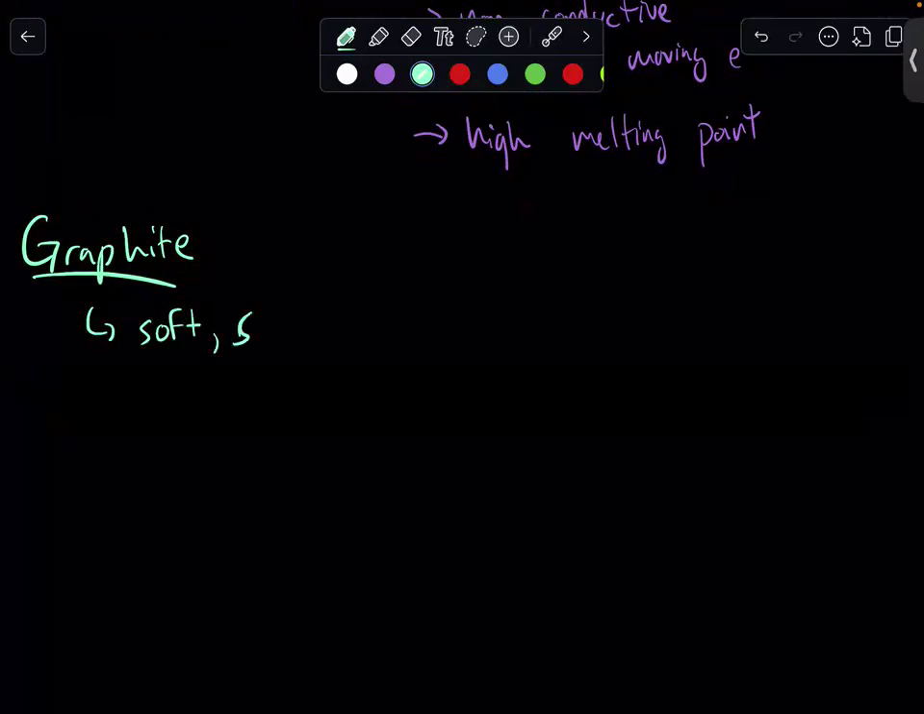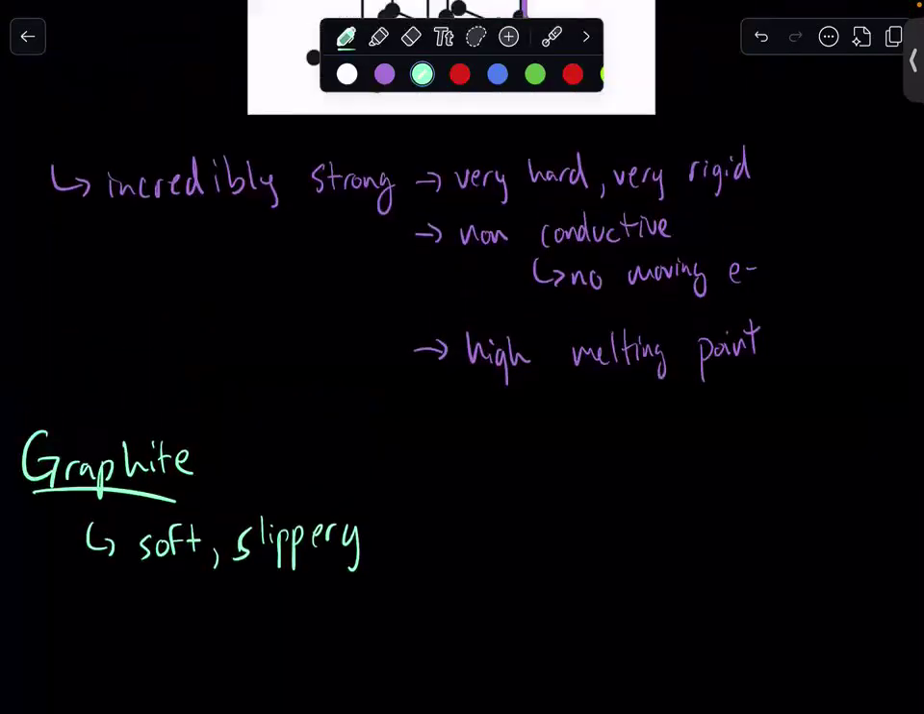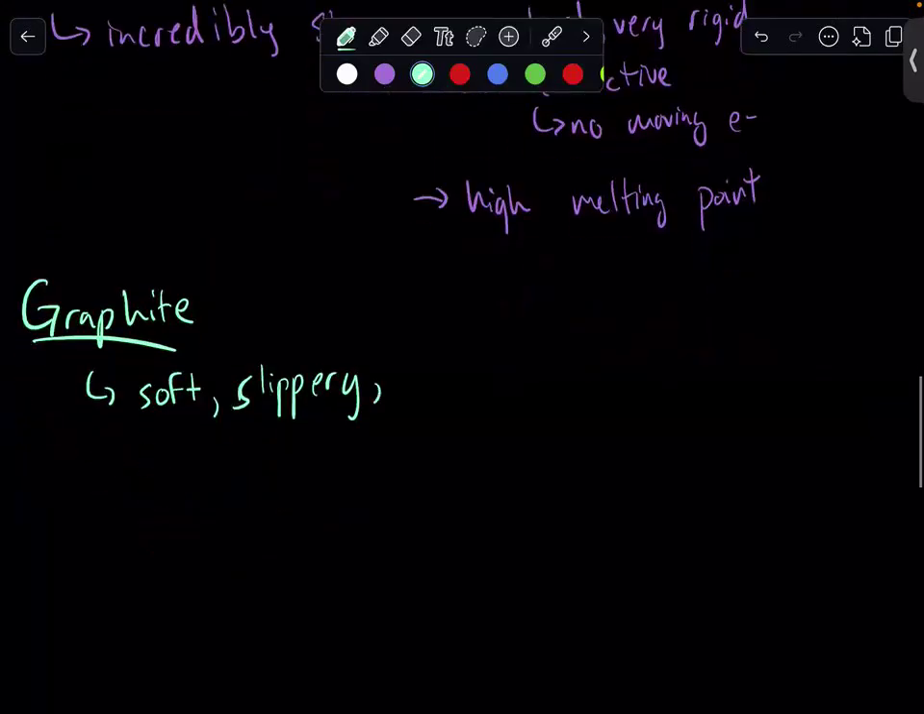It's a little slippery, actually. If you take graphite and you put it on your fingers, you can slide them around. Or if you put it on the page, you can kind of wipe that graphite around the page. It's a shading technique you can use in art. So it's soft and slippery, very opposite from diamond, which is hard and rigid. It's also very conductive.